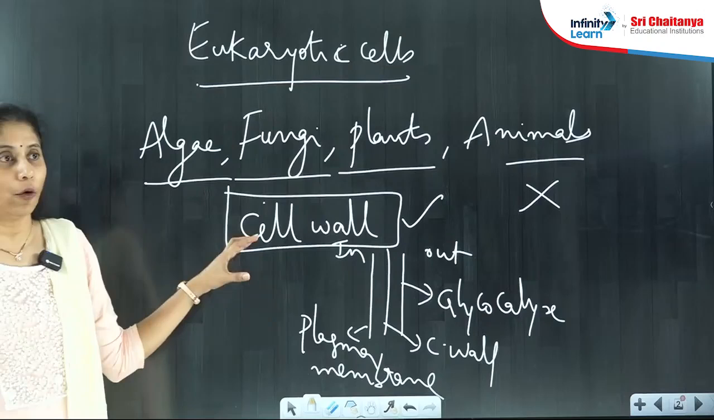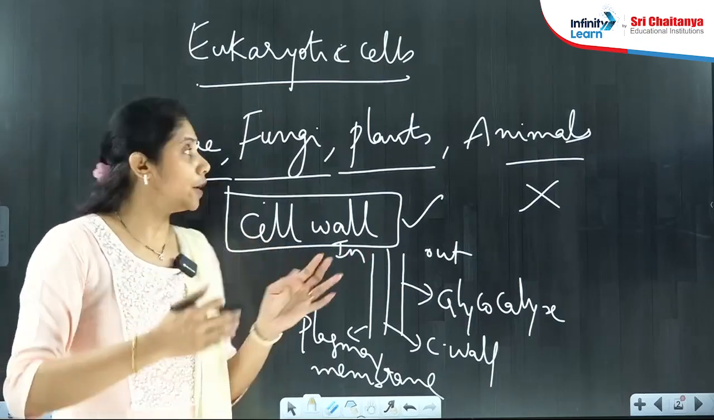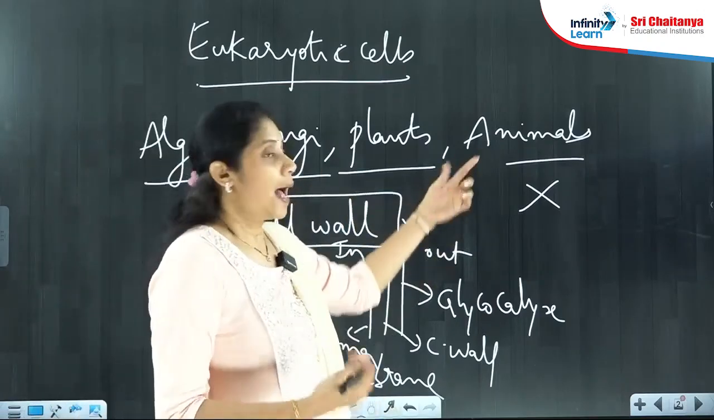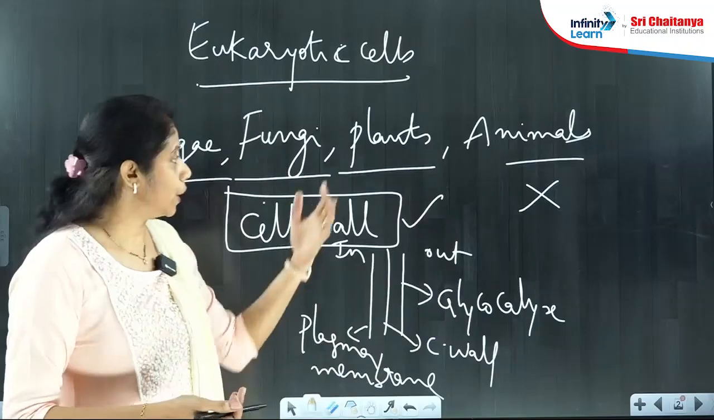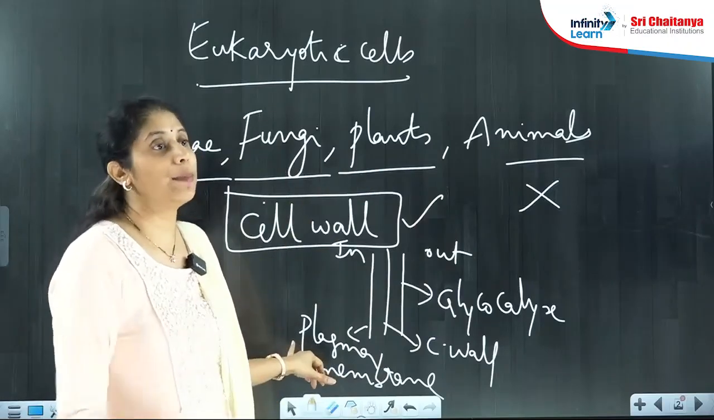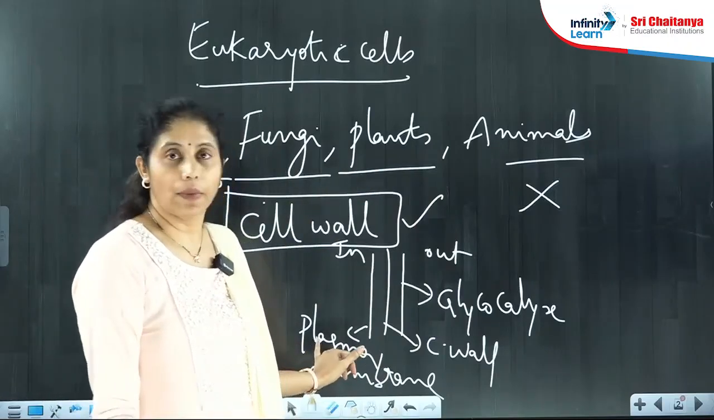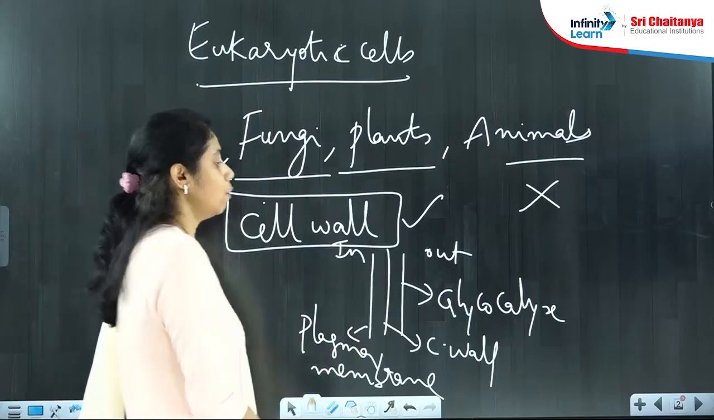So by this cell wall materials, we can differentiate these three organisms. Animals anyhow, they don't have the cell wall. So in them, the outermost membrane is the plasma membrane itself. Okay. Now let us see the cell wall structure.